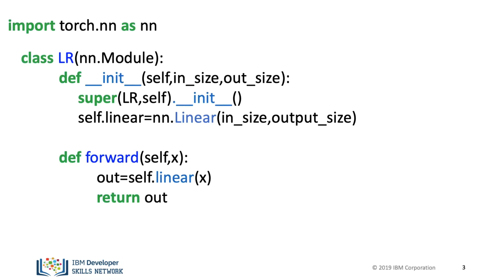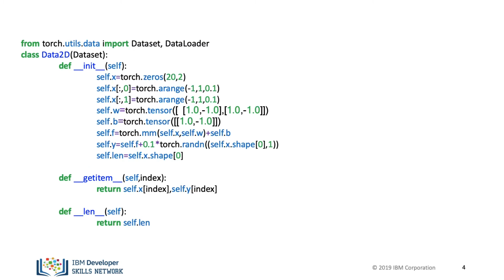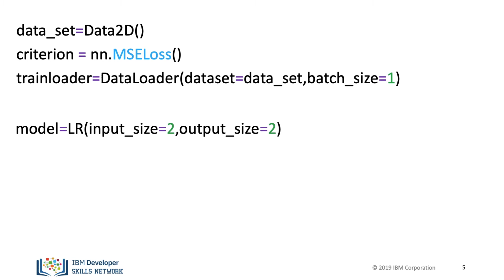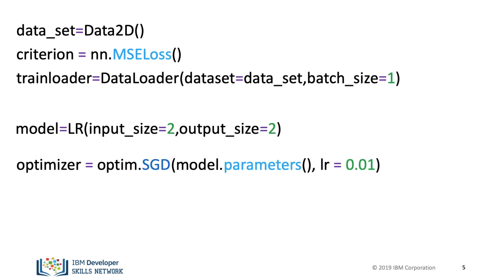Our custom module or class is the same. Our dataset class will generate two targets. We create a dataset object. We then create a criterion or cost function. We create a train loader object with a batch size of 1. When we create our model for the dimension, we specify two input features and two outputs. Finally, we have the optimizer.